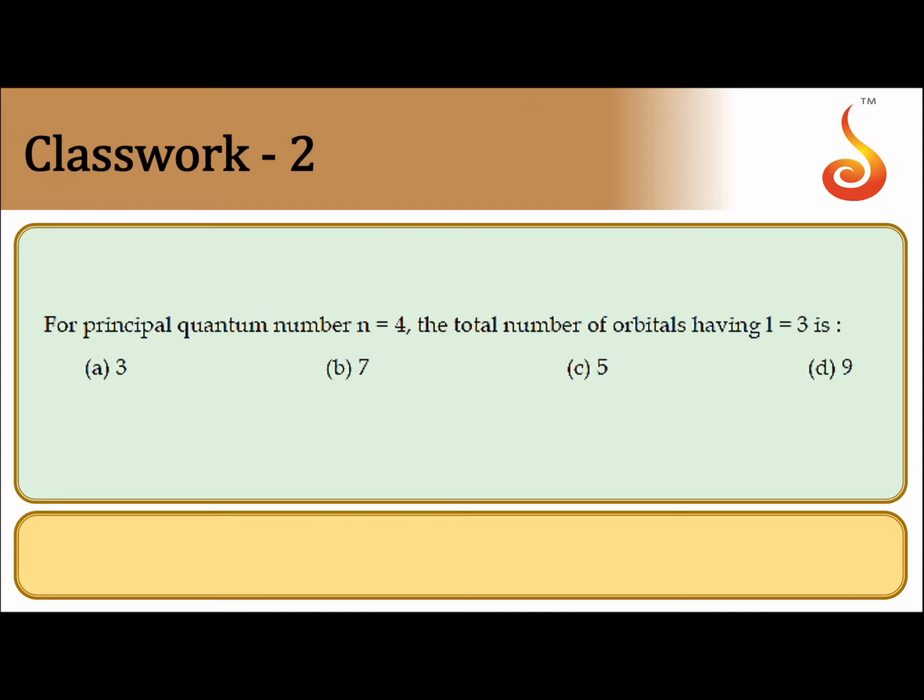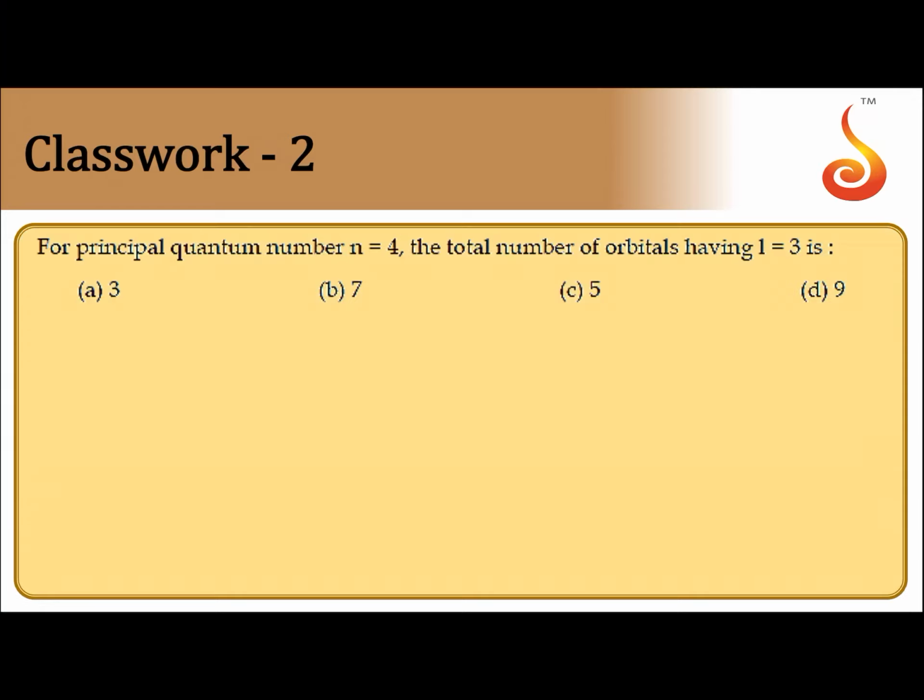Then, the next one. For a principal quantum number n equal to 4, the total number of orbitals having L value 3. L value 3 means it is the F sublevel. Because L equal to 0 is the S sublevel, L equal to 1 is the P sublevel, L equal to 2 is the D sublevel. They gave L equal to 3, it is the F sublevel.